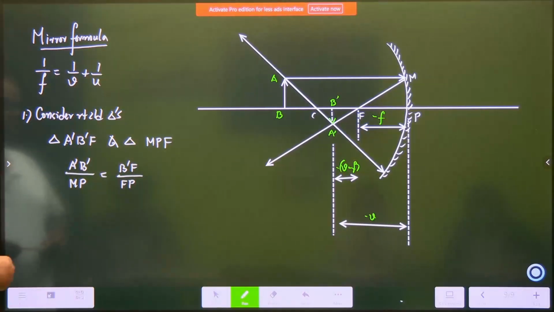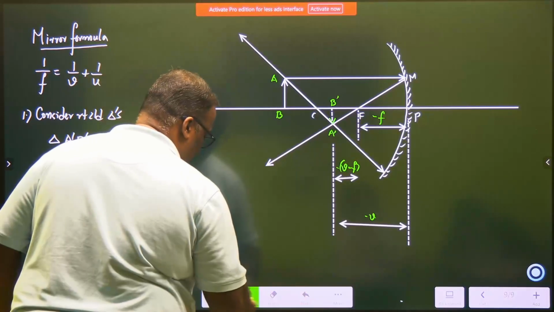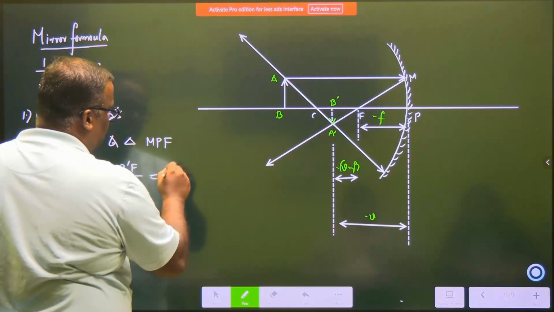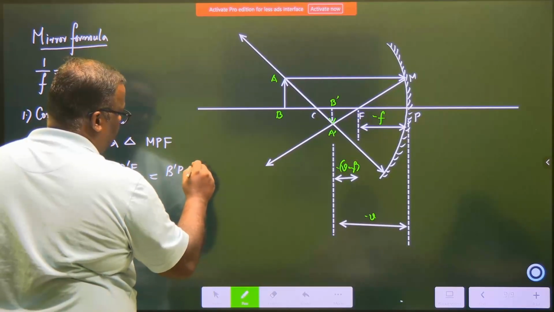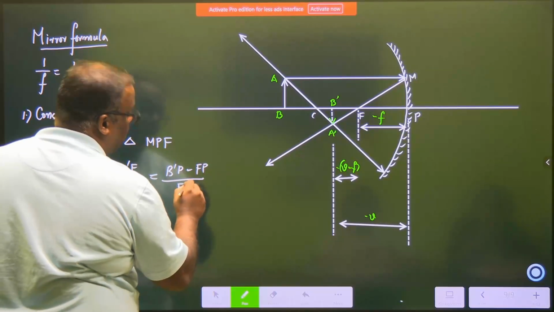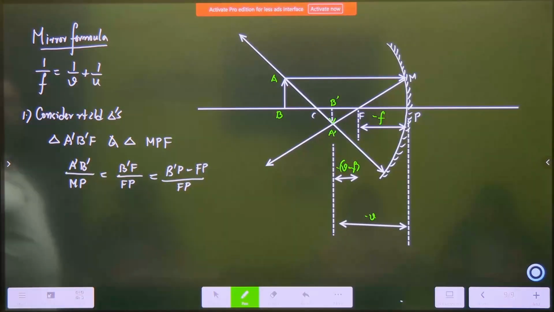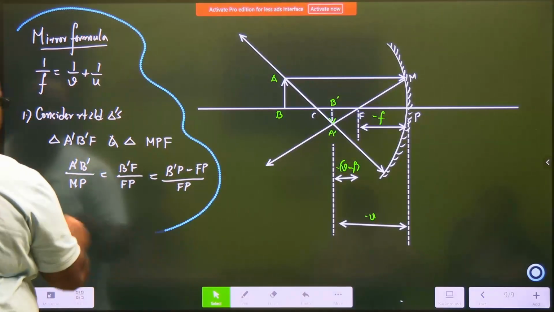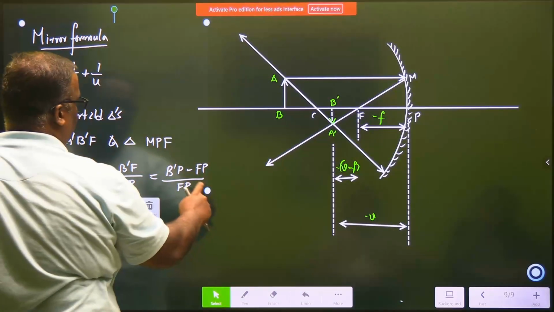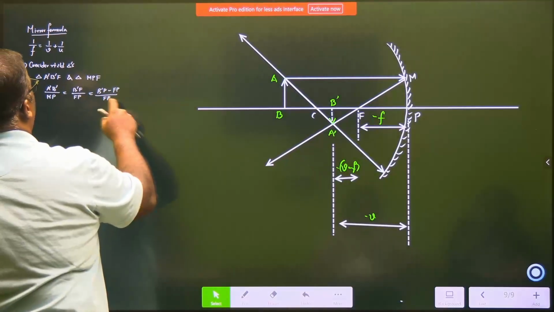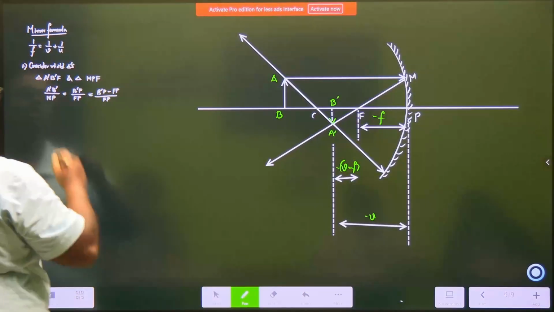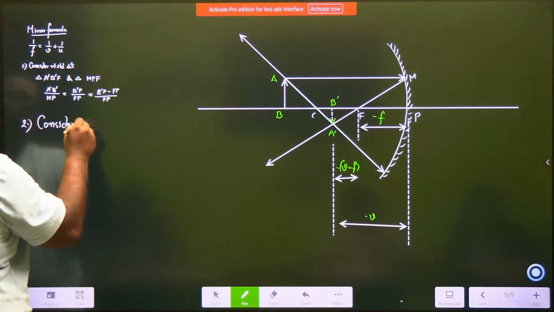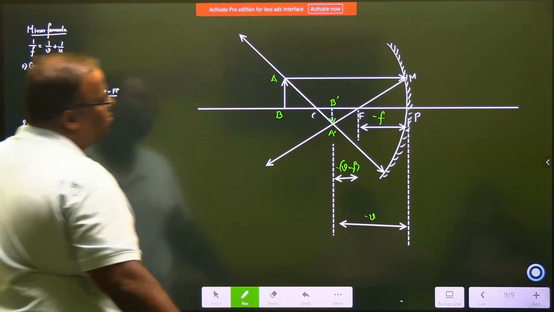ठीक है, ये वाला एक रेशियो मिल गया B dash F. So instead of B dash F, I can straight away write, B dash F को क्या लिखे बेटा? B dash P minus FP by FP. Clear? This much? Okay, I'm writing very big. I'm making them a little bit small. Else we won't be able to finish everything. This much, okay? Hope you are able to see. Now look at my second point, would be consider triangles. Now look, the next triangle that I am considering, okay?